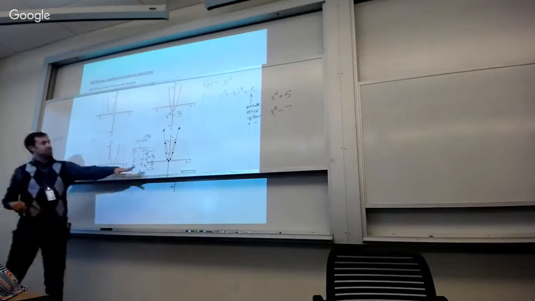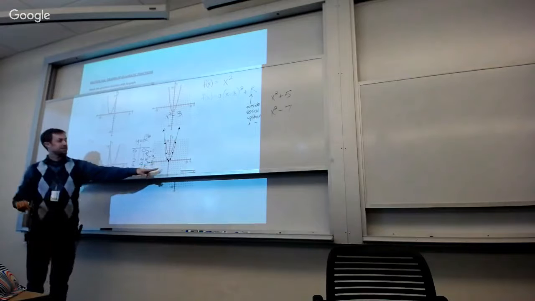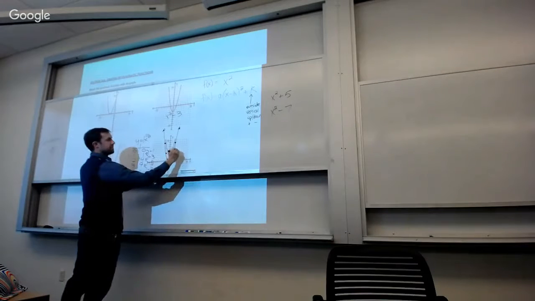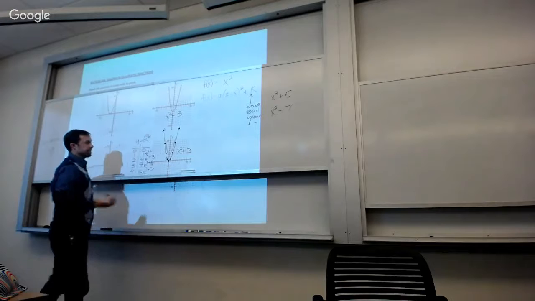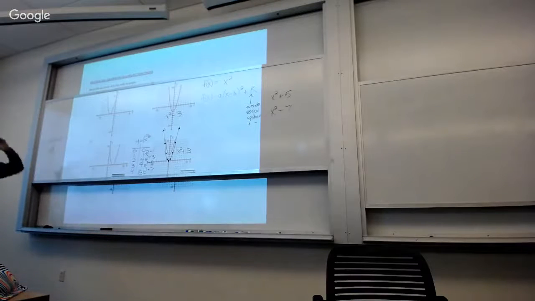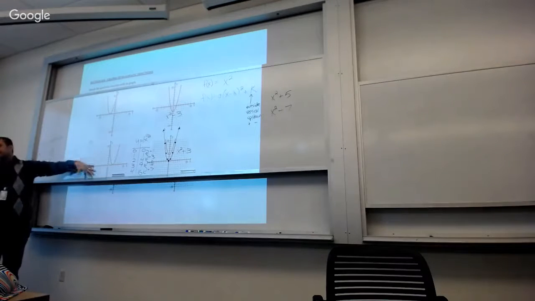You could probably go ahead and tell me the formula for D then. What's the actual formula for the parabola in D? x squared plus 3. Yeah, x squared plus 3. Now what about the formula for A and C?